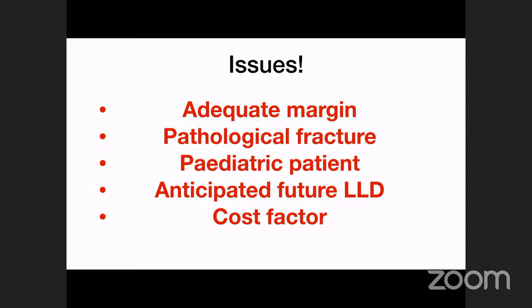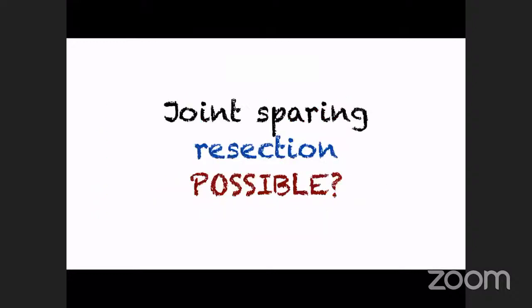So we planned him for surgery, and these are the issues that I had in my mind: we need to have an adequate margin. Obviously there was a pathological fracture. It was a pediatric patient, so there was going to be the question of an anticipated limb length discrepancy. And whatever we do in our country, cost is always an issue. So regarding all these issues, the main question was whether a joint sparing resection was possible or not.